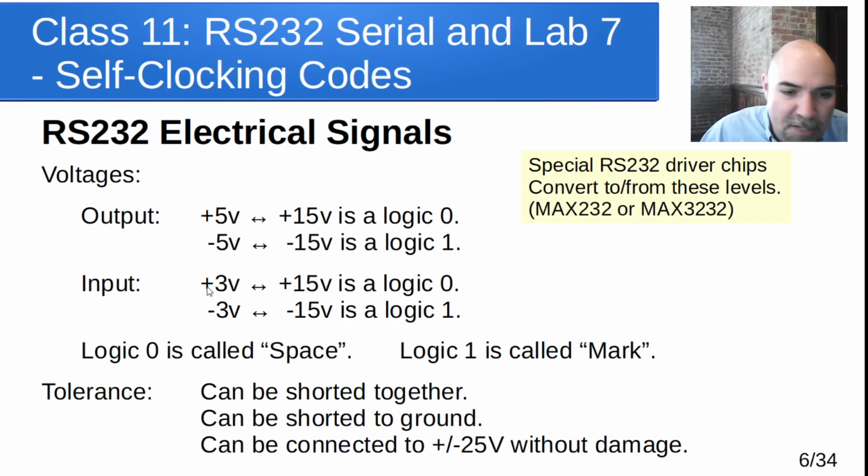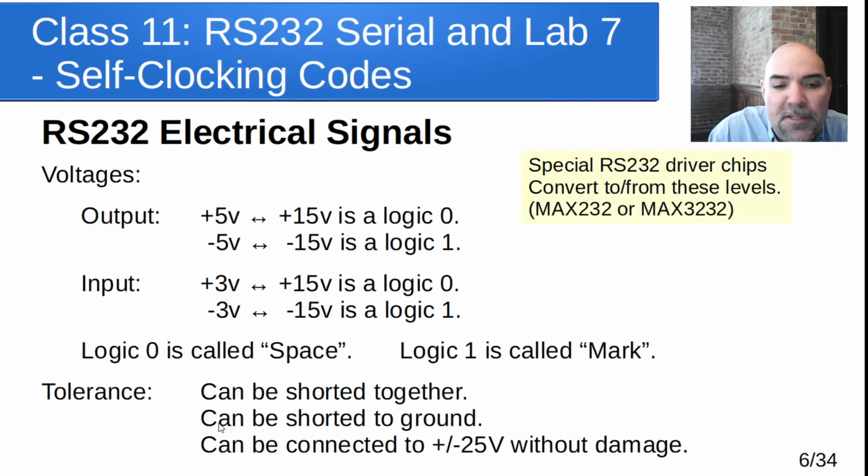Now, logic 0 that we see here, the positive voltages, that's called a space. Logic 1 is called mark. Those are actually old terms left over from Morse code, where they had a paper tape and a thing that would scratch the paper tape or make a mark in it. Marks were when it was closed or there was voltage applied. Space is when it was open. So you'll still see those terms used today, mark and space.